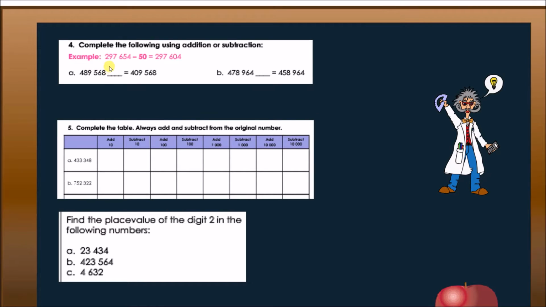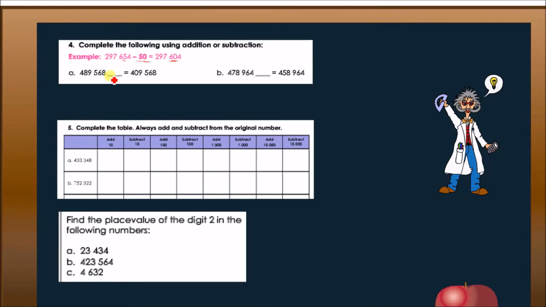Next example. Let's take 297,654. What must we do to it to get it to 297,604? Well, that 5 over there must become a 0, which means I must take 5 away from there, and that is in the place position of the tens, so it is minus 50.